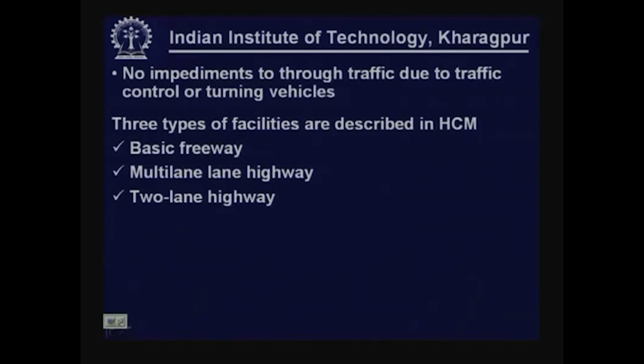Now, three types of facilities are described in the Highway Capacity Manual: basic freeway, multi-lane highway and two-lane highway. We will discuss all these three types of facilities and how the level of service can be calculated for prevailing roadway traffic and control conditions.